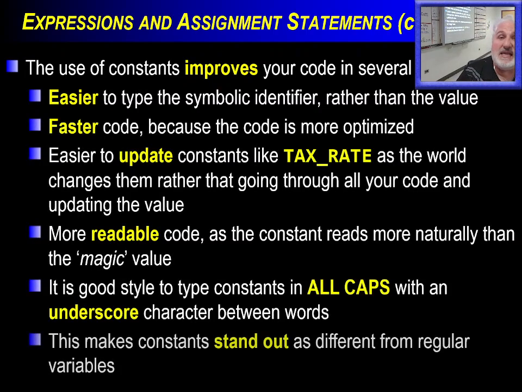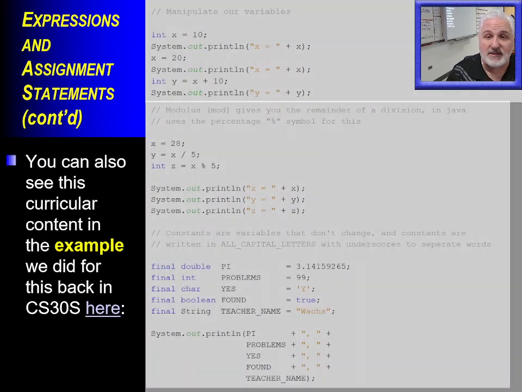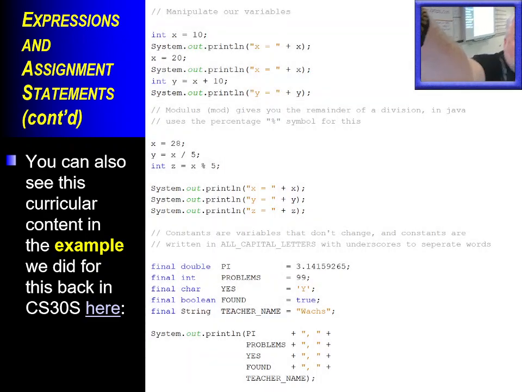Constants make for easier to read code. It ultimately does make for faster code when you have constants, because they tend to process faster. They're easier to update. They make, as I said, code more readable. And so constants are a very good thing to apply to your programming.